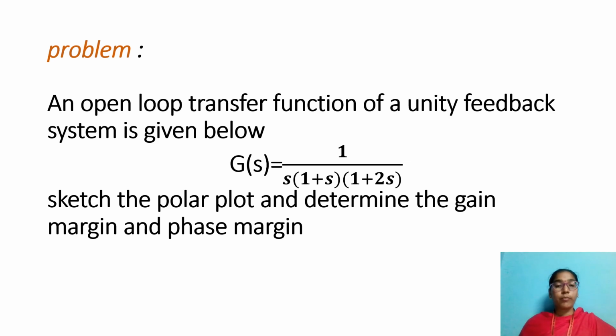Now we'll see one problem. Problem 1: the open loop transfer function of a unity feedback system is given as G(S) equals 1 by S into (1 plus S) into (1 plus 2S). Sketch the polar plot and determine the gain margin and phase margin. Gain margin means GM and phase margin means PM.